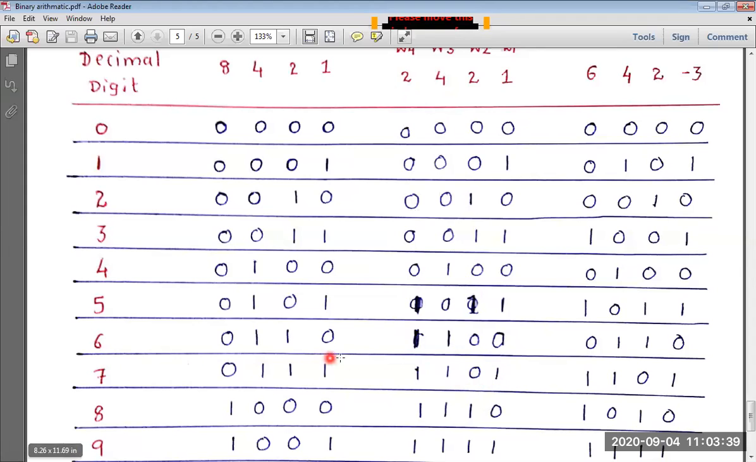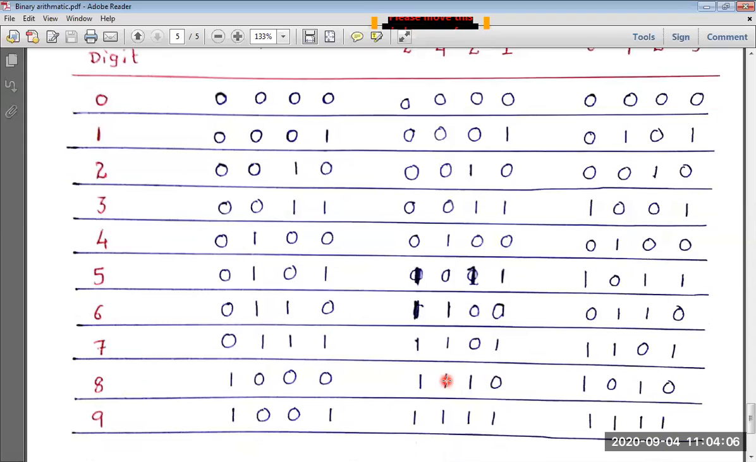That's how the 2421 codes are obtained with these weights. And also you can write something like this. For the 7, you can put 0, 1, 1, 1, that also works. But we have specifically written 1, 1, 0, 1 here. I will give you the reason.